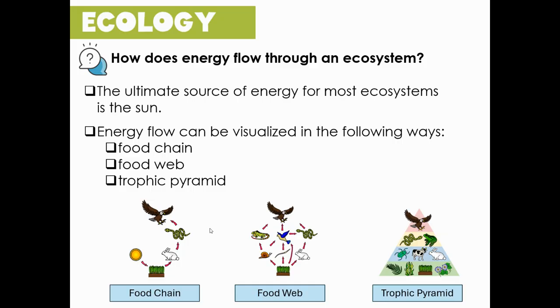And then we have a trophic pyramid, and the shape of that pyramid reminds us that as we move up the pyramid, several things are going to decrease. So the number of organisms will decrease, the biomass will decrease, and the energy that's available will decrease.